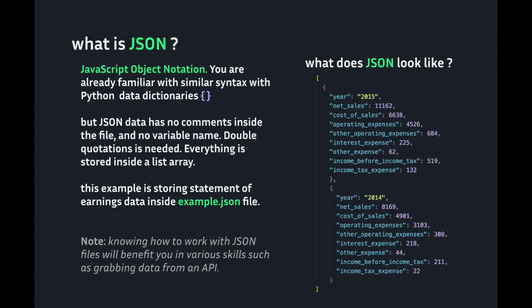This video is about working with JSON data files. JSON is JavaScript Object Notation, which stores data. Working with Python dictionaries, you have familiarity with the syntax for JSON. JSON does not allow comments nor variable names like Python dictionaries.